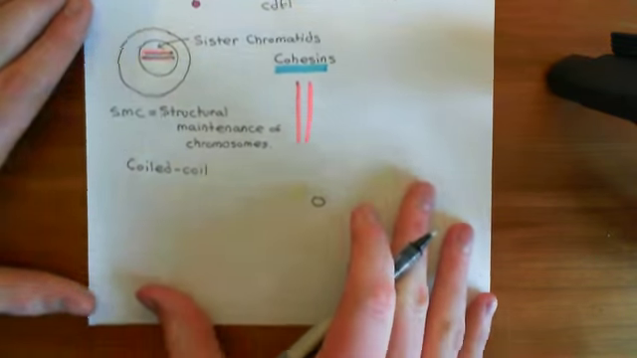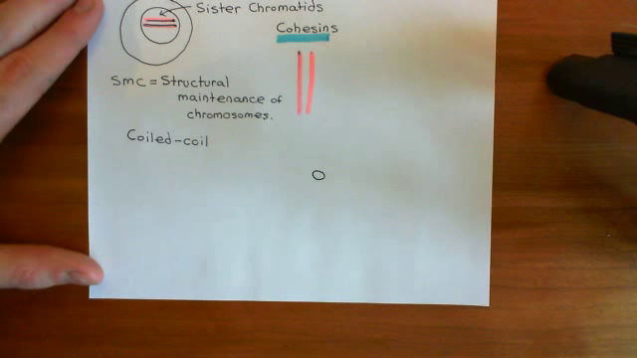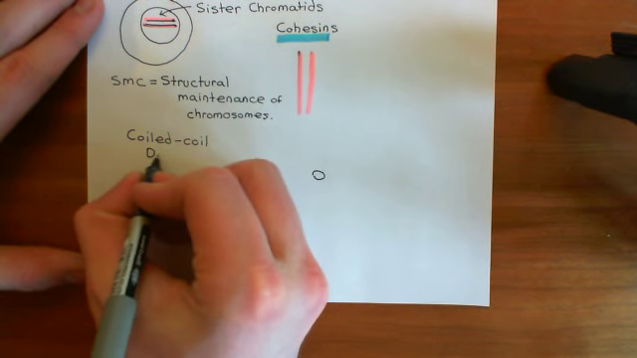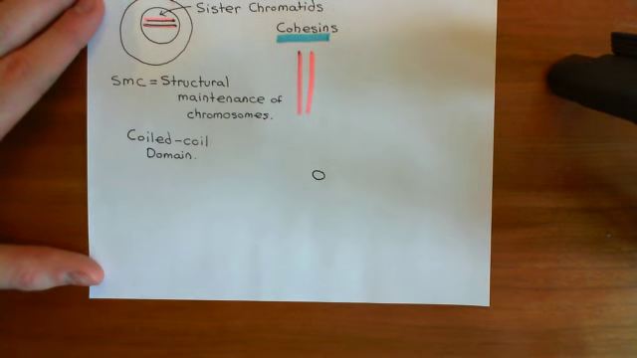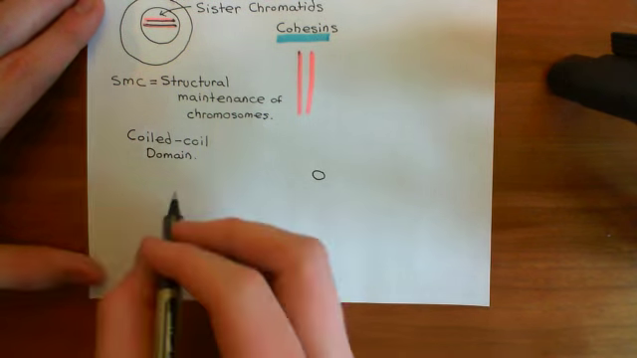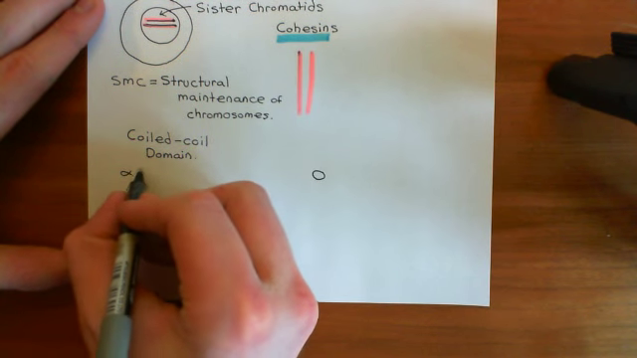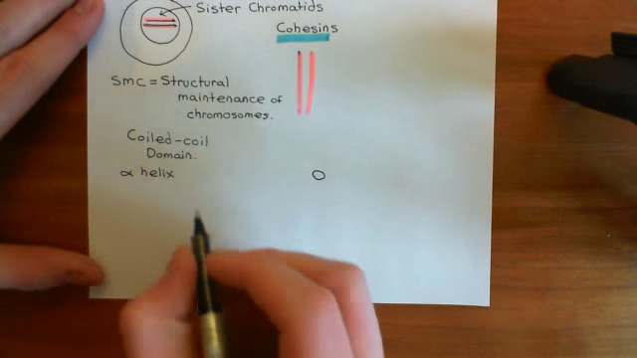In fact, actually, I'll tell you what a coiled coil domain is before I tell you about the structure of a structural maintenance of chromosomes protein, because a coiled coil domain is something that you have in far more proteins than just the structural maintenance of chromosomes proteins. Okay, so firstly, to discuss what coiled coil domains are, we firstly need to discuss what an alpha helix is.